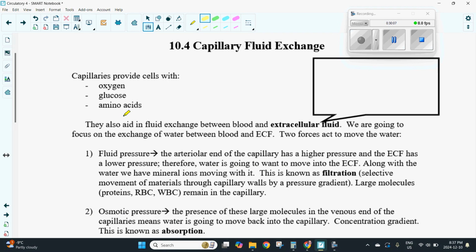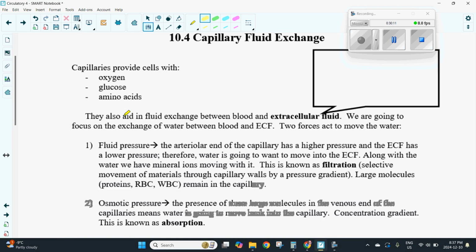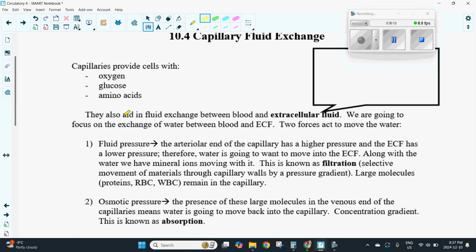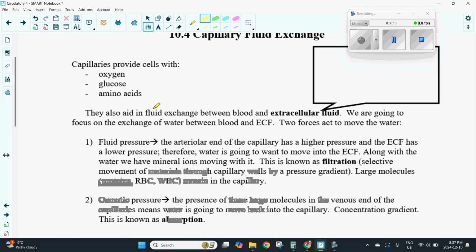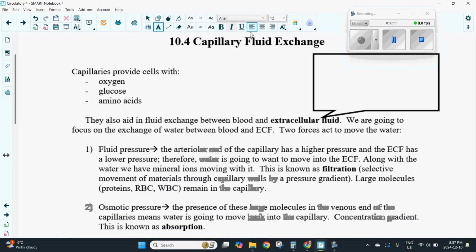Capillary fluid exchange. So capillary fluid exchange is talking about the capillary beds within the body. We know that our capillaries do this. They also aid in fluid exchange between the blood and the extracellular fluid. This is referred to as the ECF from here on out.